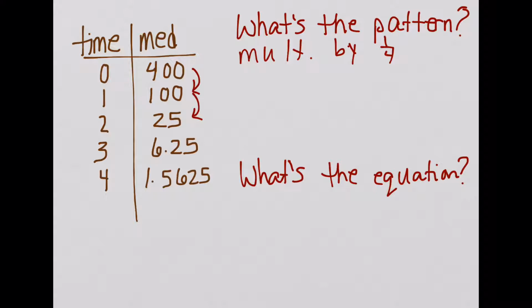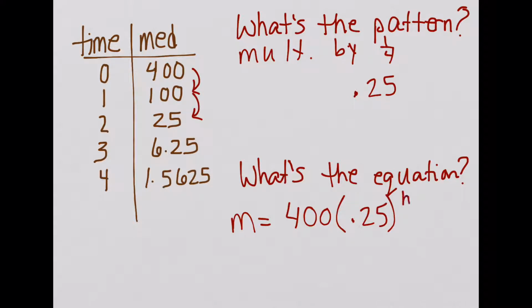So what are we multiplying by every time? That's 0.25, 1/4. That's our decay factor. So if I'm going to write an equation, then I would say that the medicine is going to equal 400, that was my initial dose, the amount I began with, times 0.25 to the h for hours. And that is my equation.